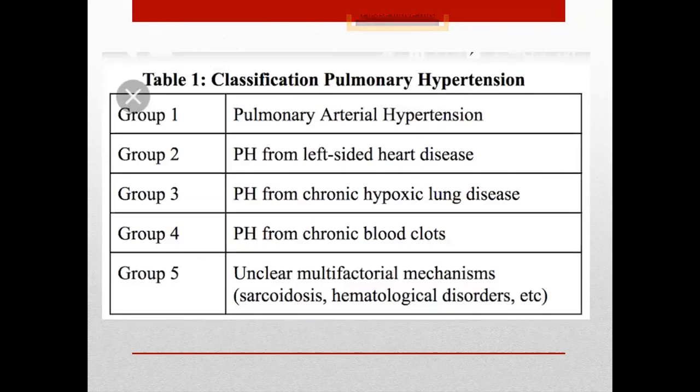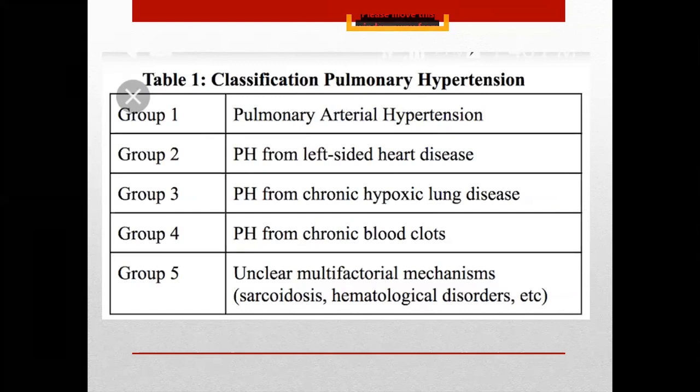All of us know the classification of pulmonary hypertension. Group 1 includes the patients with pulmonary arterial hypertension. Group 2 includes the patients with pulmonary hypertension due to left side heart disease. Group 3 includes the pulmonary hypertension with chronic hypoxic lung diseases. Group 4 includes pulmonary hypertension due to thromboembolism. And group 5 is the multifactorial pulmonary hypertension.